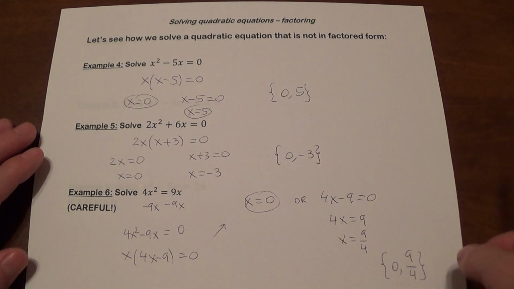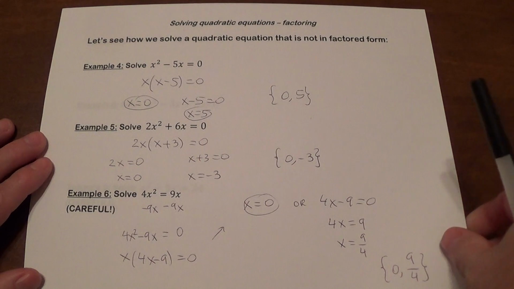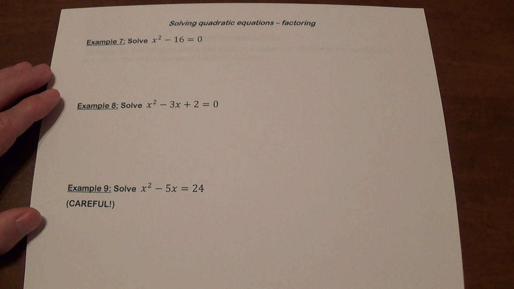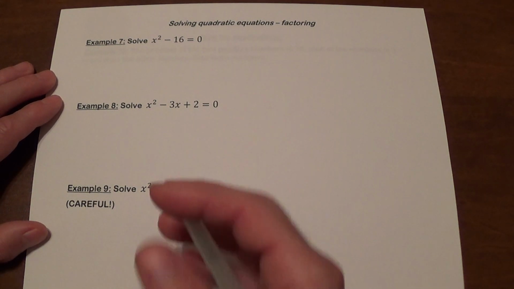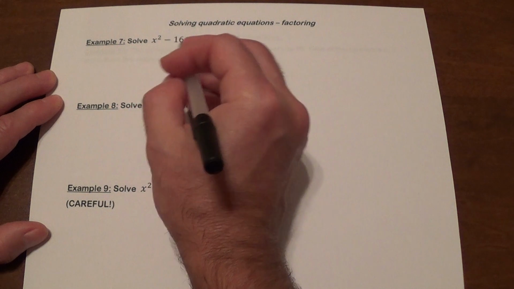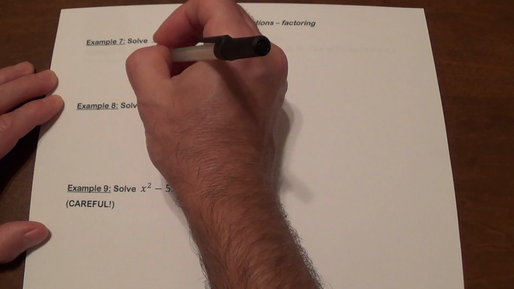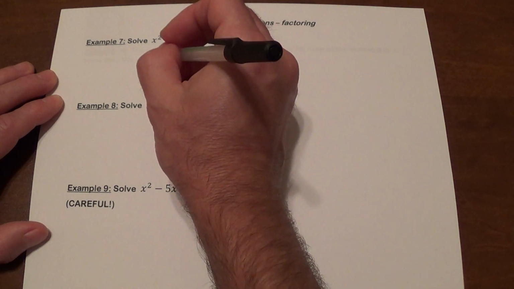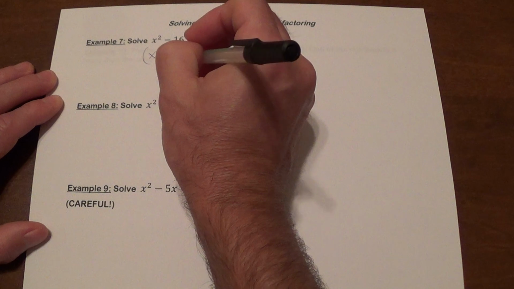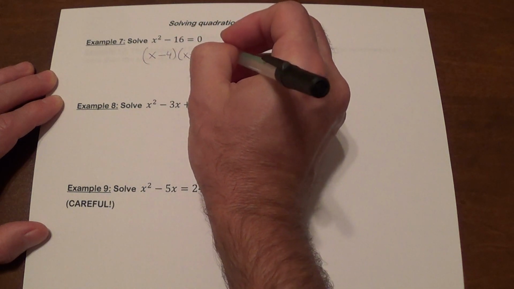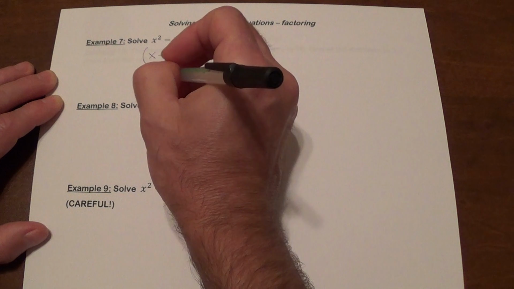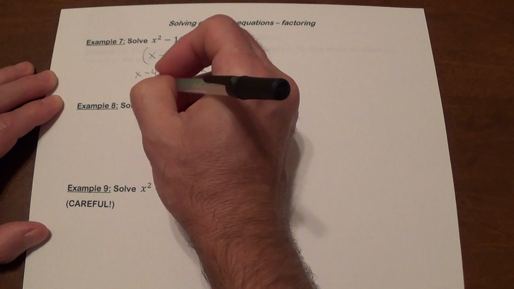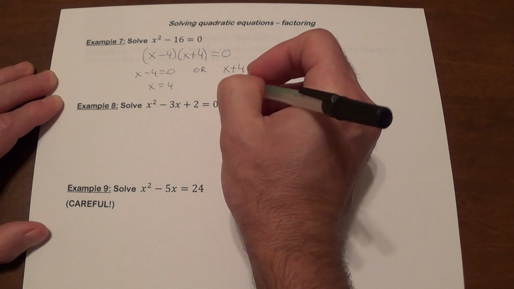All right. Let's take a look at a few more. x squared minus 16. This is a difference of two squares. This is x squared minus 4 squared. And this can actually be factored because we're ultimately trying to understand how to do it by factoring. So x minus 4 times x plus 4 equals 0, which means x minus 4 equals 0, or x plus 4 equals 0. That gives us 4. That gives us negative 4.